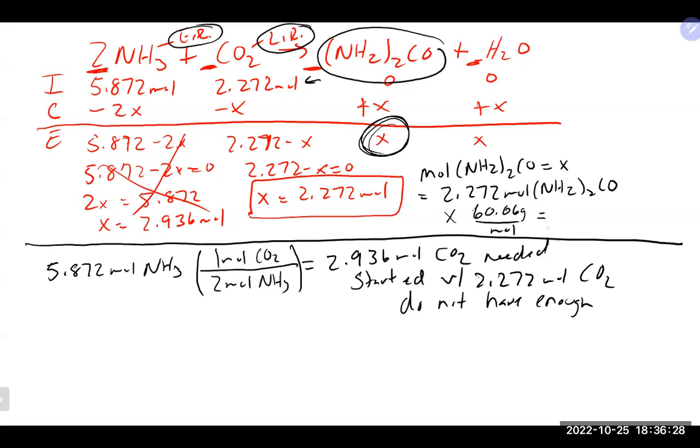And if you do that, you will end up with about 136.5 grams of our product here, which would be our theoretical yield.